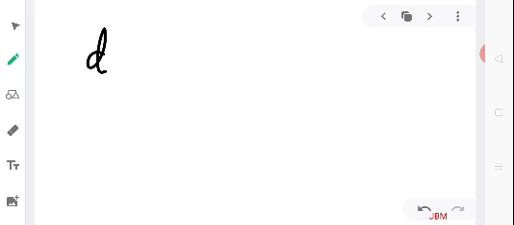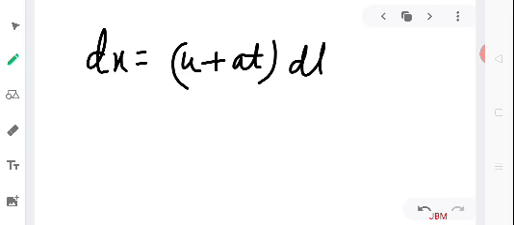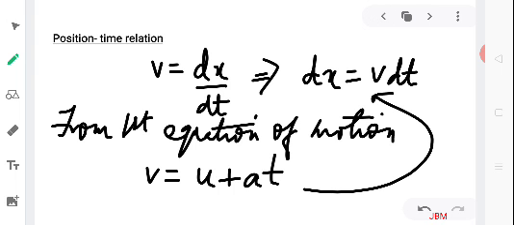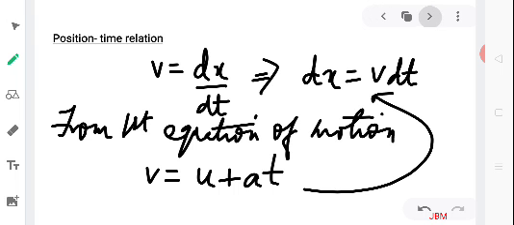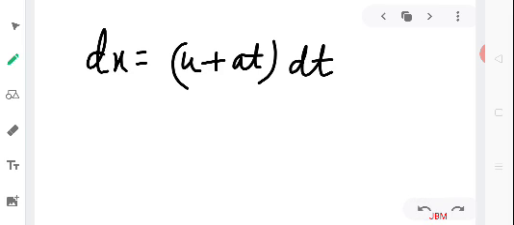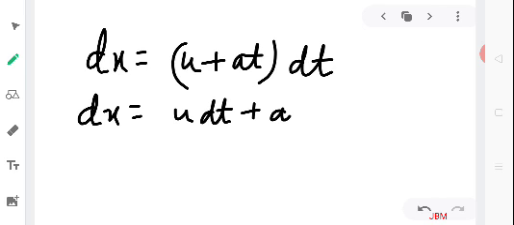So now we will write down dx equal to, instead of v I will write down u plus a t, and close it within brackets and then write down dt. Just check it out once again. dx equal to v dt. So in place of dx I have written dx, in place of v I have written u plus a t, and in place of dt again it is simply dt. We have to remove the brackets, so we have to multiply. So obviously it becomes u dt plus a t dt. So you are having u dt plus a t dt.